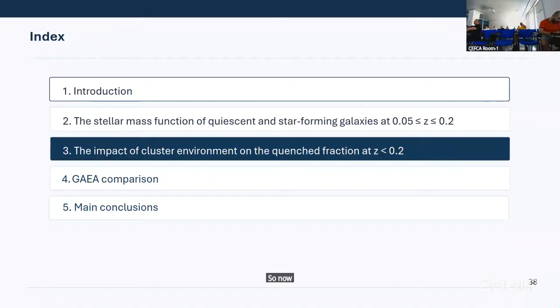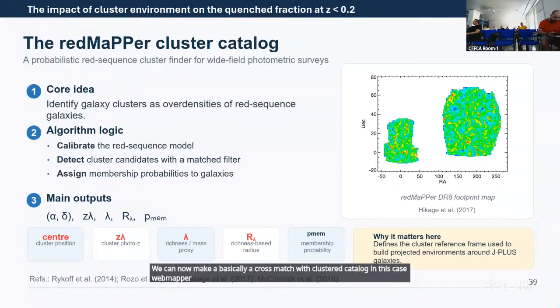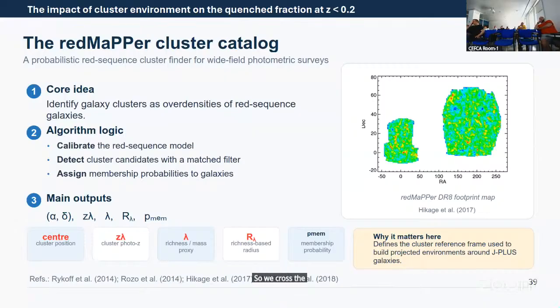So now that we set the framework with nice results for J-PLUS, we can basically make a cross-match with a cluster catalog, in this case redMaPPer. What the cross-match is going to do is only to set the galaxy clusters. So we cross-match J-PLUS and redMaPPer to obtain the center of the galaxy clusters. And also we obtain from their cluster catalog the photometric redshift, the richness, that is basically a mass proxy, and the radius.